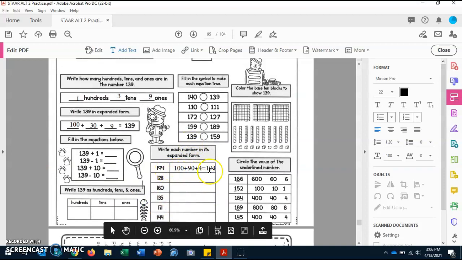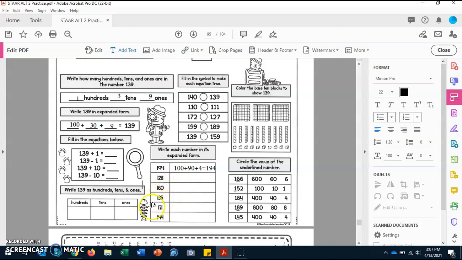Awesome job. That is what you're going to do for the rest. So this one is 128, 160, 135, 171, and 144.